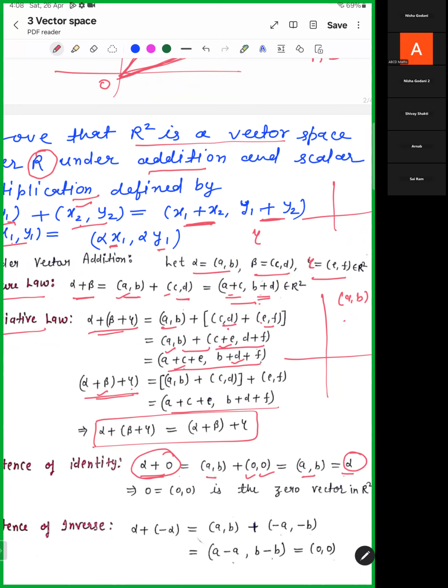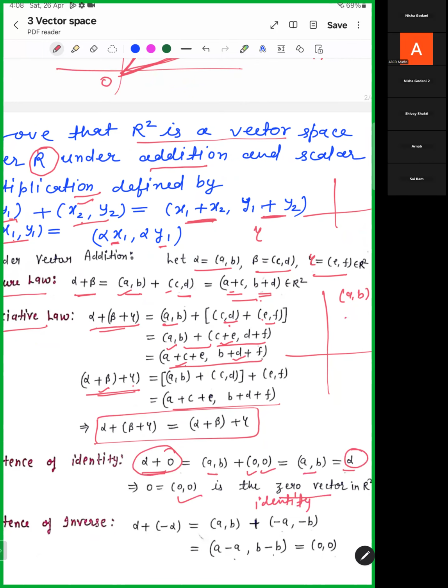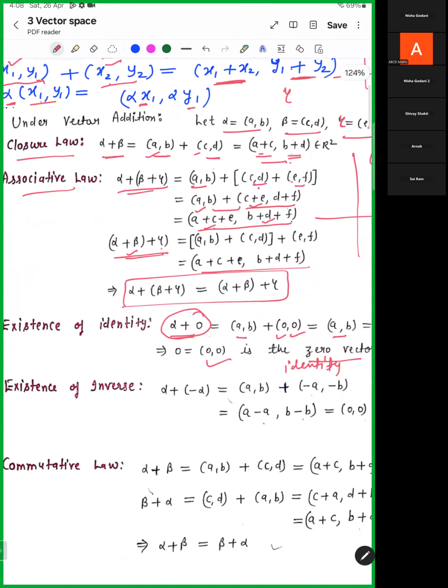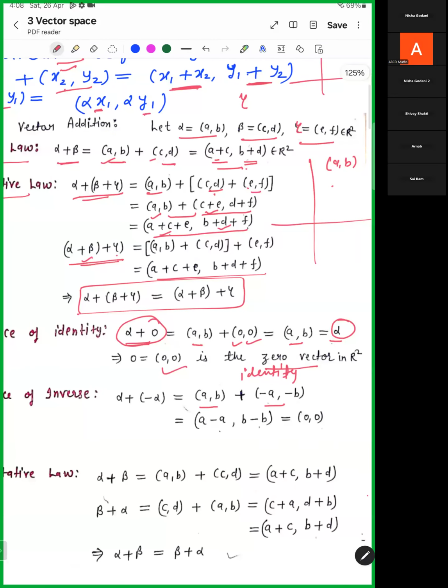This 0 0 element is the 0 vector, or identity vector, or identity element. Okay. Now, what about inverse? If alpha is A comma B, which element is to be added so that it gives 0 0? So it is minus A minus B. Because when you add minus A minus B, you have A minus A, B minus B, which is 0 comma 0.